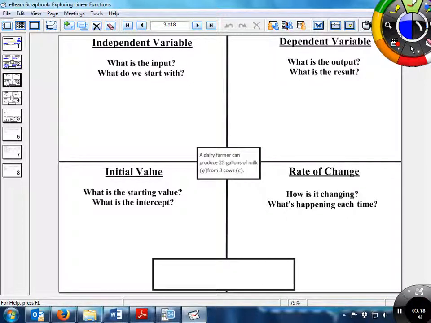Okay, in our next example, we have a dairy farmer can produce 25 gallons of milk, G, from 3 cows, C. So what's happening first? Which comes first, the cow or the milk? In this case, I have to have the cow in order to produce the milk. So the C for cow is going to be your independent variable, and that makes the milk being your dependent variable. What's your output? And I use G.